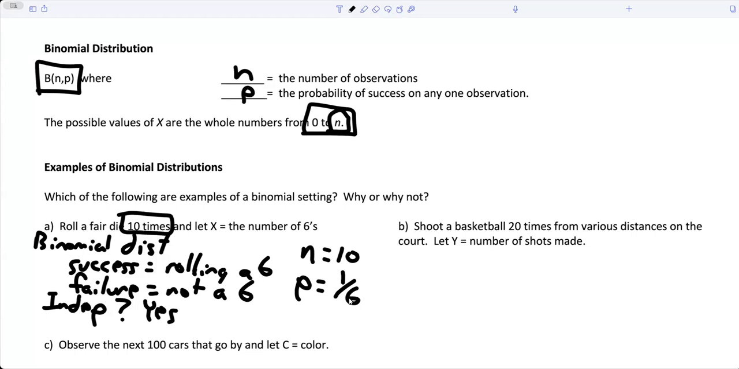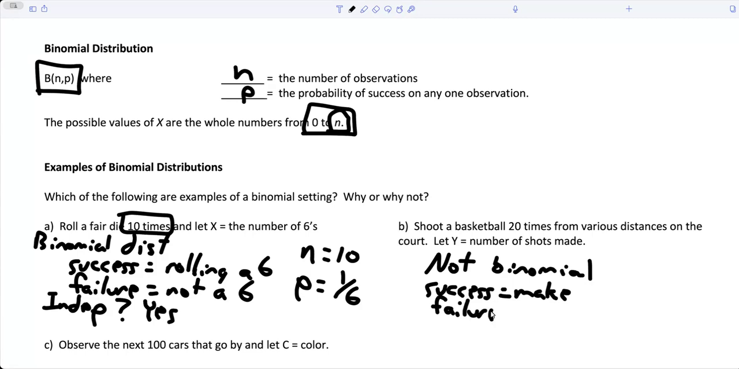Okay? Shoot a basketball 20 times from various distances on the court. Let Y equal the number of shots made. Well, this one is not binomial. So which part does it fail? Okay, it is binary. Success would be we make the shot. Failure would be we miss it.